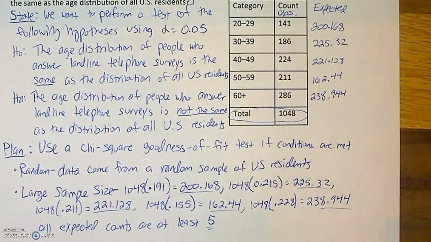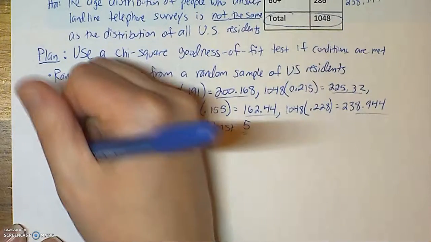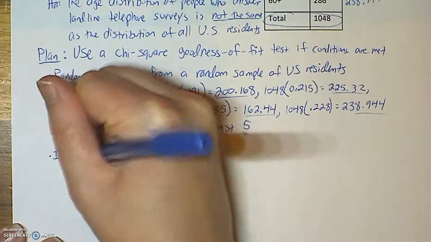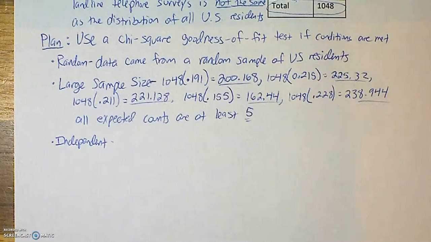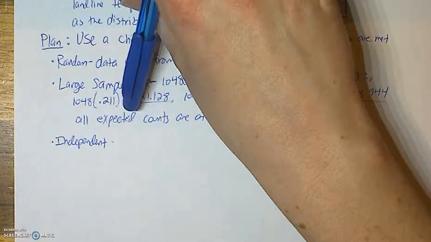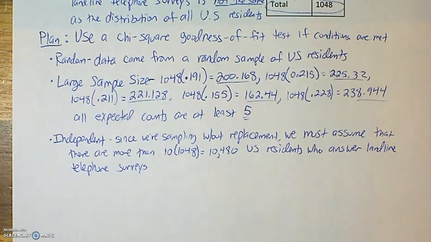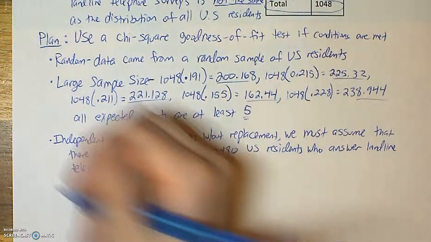All right, last condition to check is independent. Okay. This comes from a sample. So again, since we're sampling without replacement, we need to check our 10% condition. Since we're sampling without replacement, we must assume that there are at least 10,048 U.S. residents who answer landline telephone surveys. Okay, so let's dive in to the actual calculations here.